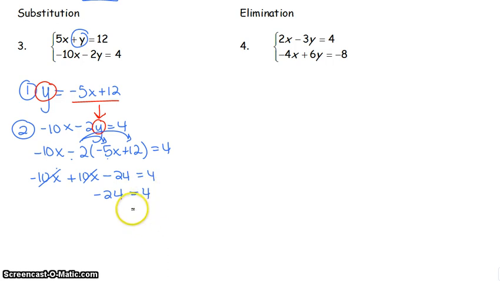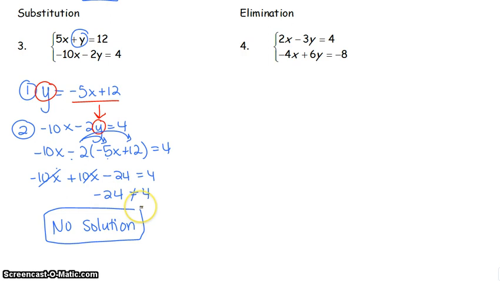I look at that and realize I have a problem. I no longer have any variables. If I don't have any variables, I can't solve for anything. So I look to see what I'm left with. I've got a negative 24 equaling a positive 4. Well, that's not true. If your variables cancel out and you are left with an untrue statement, that means you have no solution.